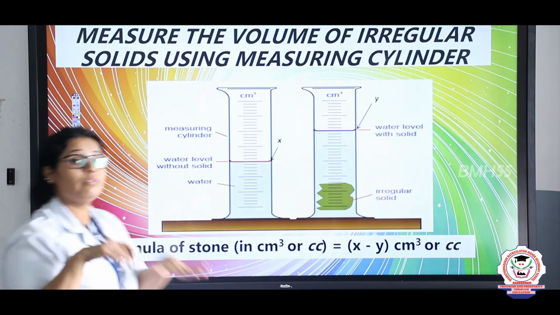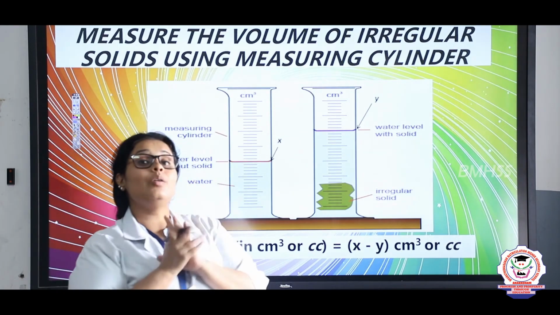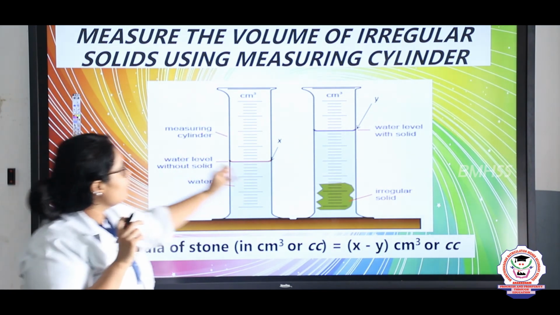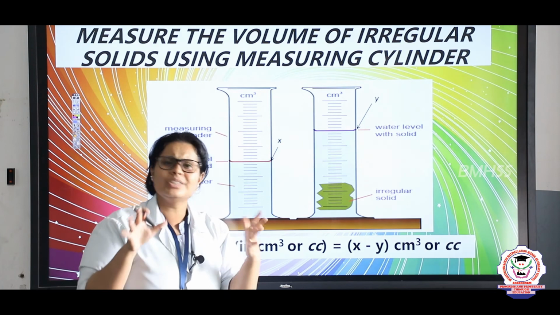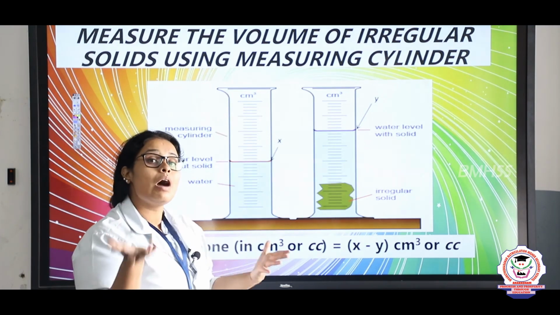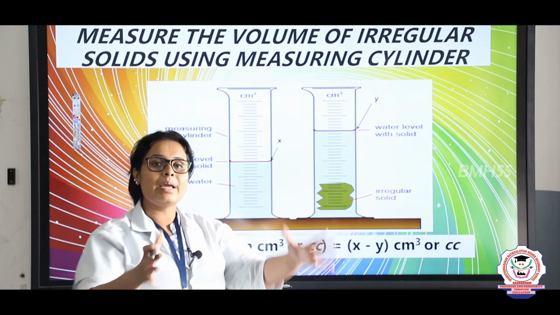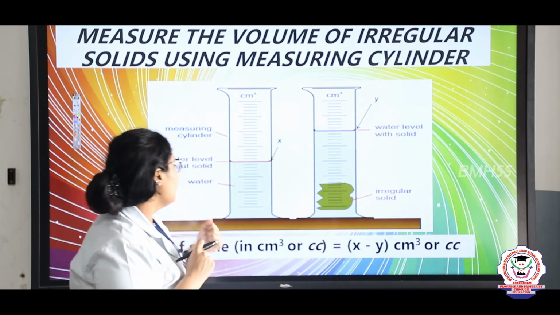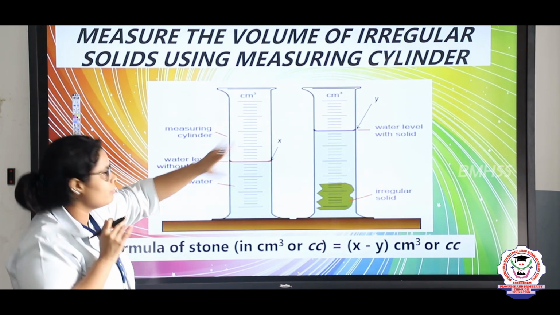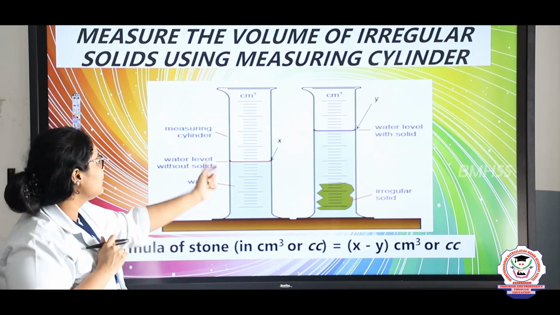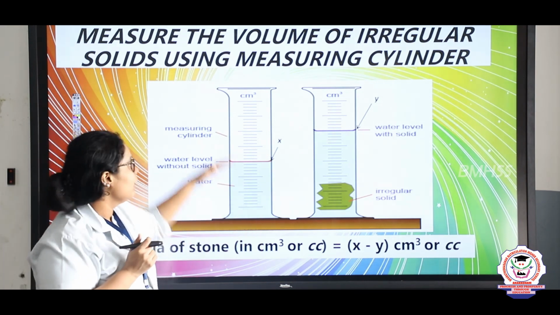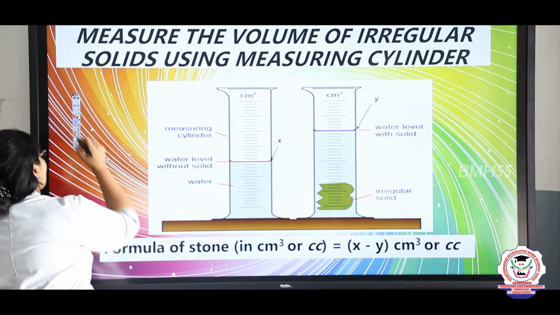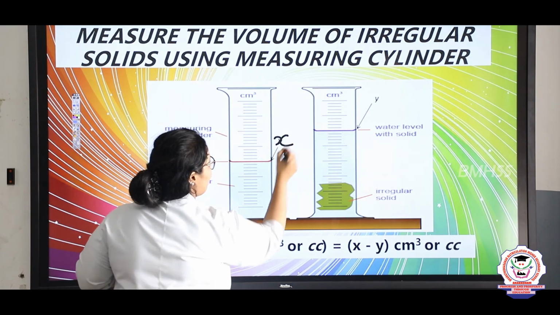Now students, we have talked about the regular shapes. Now let's see how to calculate for the irregular shape. So when we have a stone that does not have a perfect shape, right? So how we can find the volume of that stone? So here what we are doing is, we are taking first a cylinder. Okay, this is known as a measuring cylinder. In this I have kept water till the position x. What is it? It is till the position x.